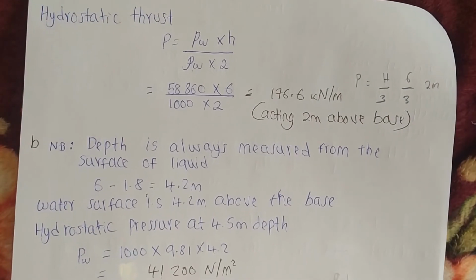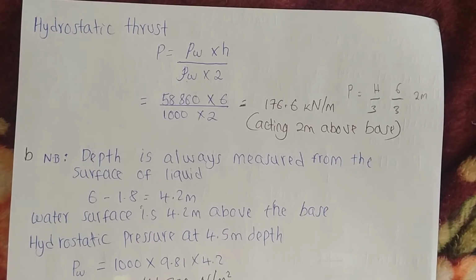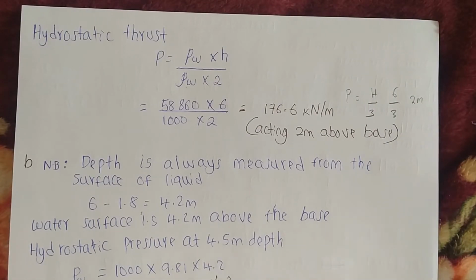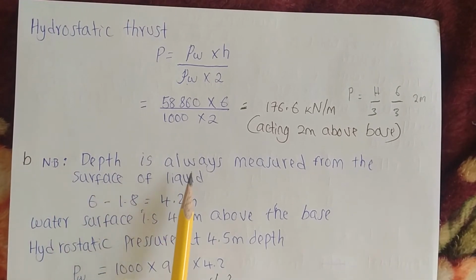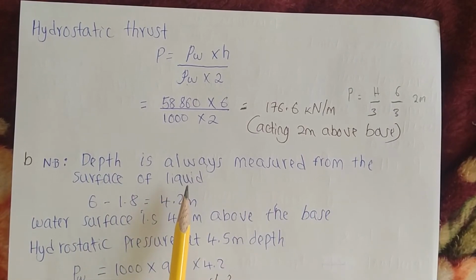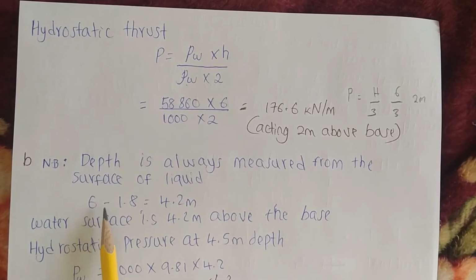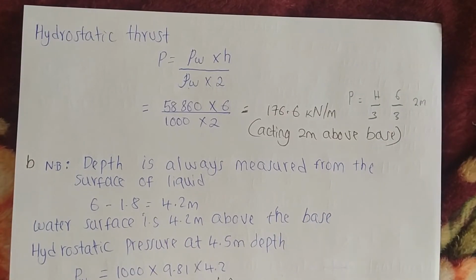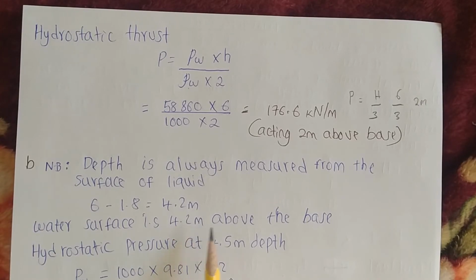And then the second question, you are to calculate the hydrostatic pressure and hydrostatic thrust, but this time our level of water is at 1.8 meters from the top of the retaining wall. We have to note that the depth is always measured from the surface of the liquid. So I'll take 6 minus 1.8. I'll get the length from the base to where the surface of the liquid reaches. I've calculated and got 4.2 meters. So this means that the water surface is 4.2 meters above the base.